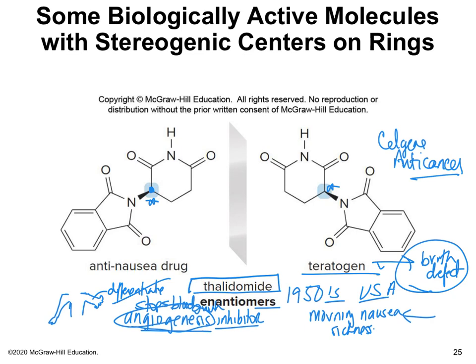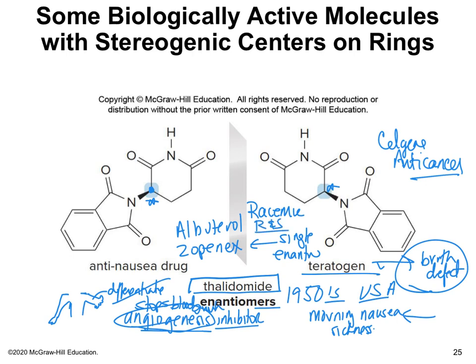Now, one other thing I want to say is, if you've ever seen albuterol versus Xopenex. Xopenex is only a single enantiomer, and albuterol, you're going to learn this word, racemic. Racemic is R and S. They're both enantiomers, and it's a 50-50%, so they're not separated.